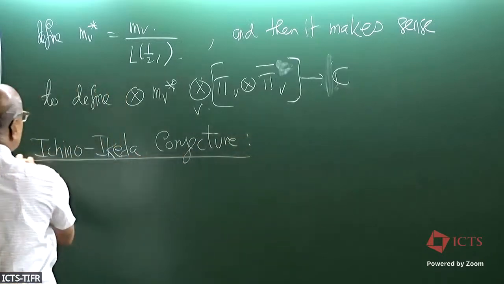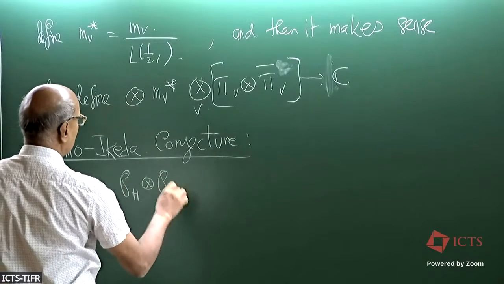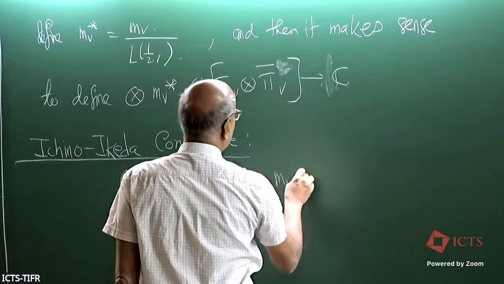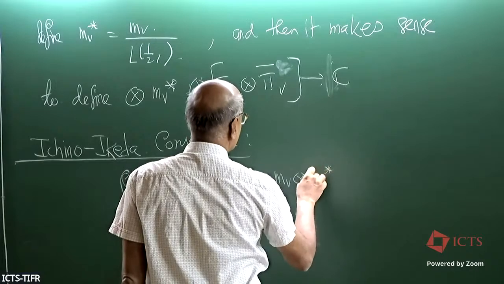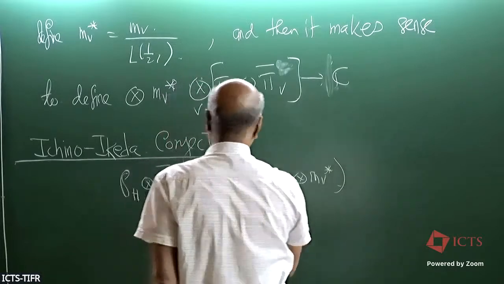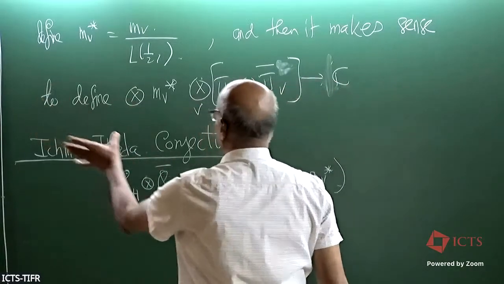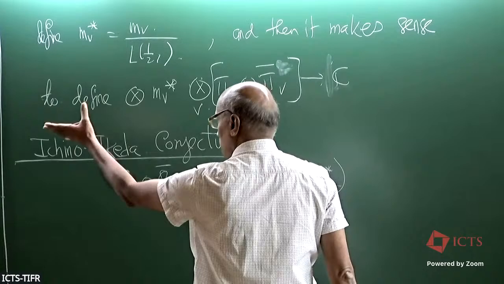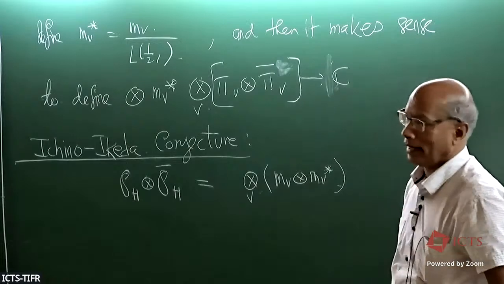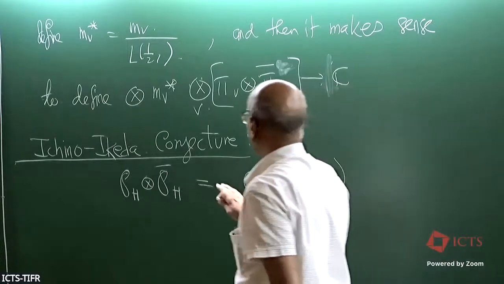The conjecture says that this period integral, pH tensor pH bar, is equal to this MV tensor MV star, the tensor product over V. These are invariant linear forms on the same representation, and these are unique, and therefore they must differ by a scalar.